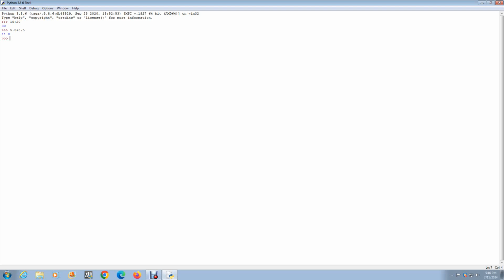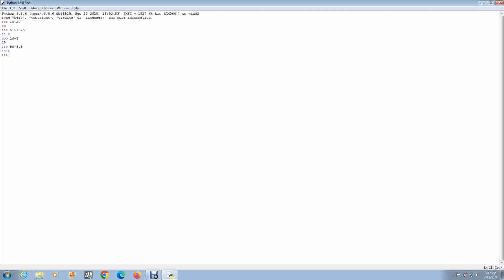Then subtraction is similar. For example, 20 minus 5 should give us 15. So let's see. Yes, it does give us the integer 15. And now if we do 50 minus 5.5, it should give us 44.5, and that is correct. Yes, so that's a floating point.